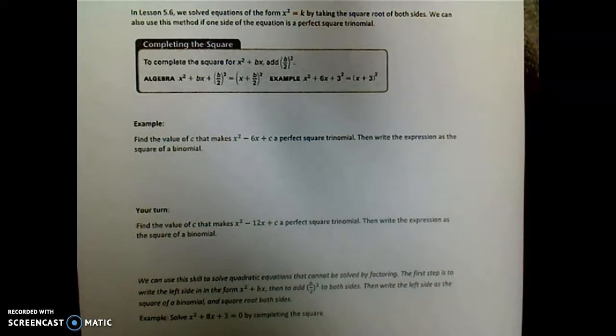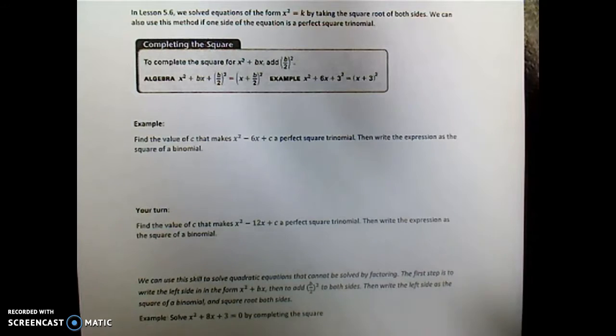In previous lessons, we've learned how to solve quadratic equations by a couple of methods with which you're familiar. The first is by factoring a trinomial when it's set equal to 0, and then using the zero product property to generate the two values of x that are solutions to the equation. We've also taken the square root of both sides.